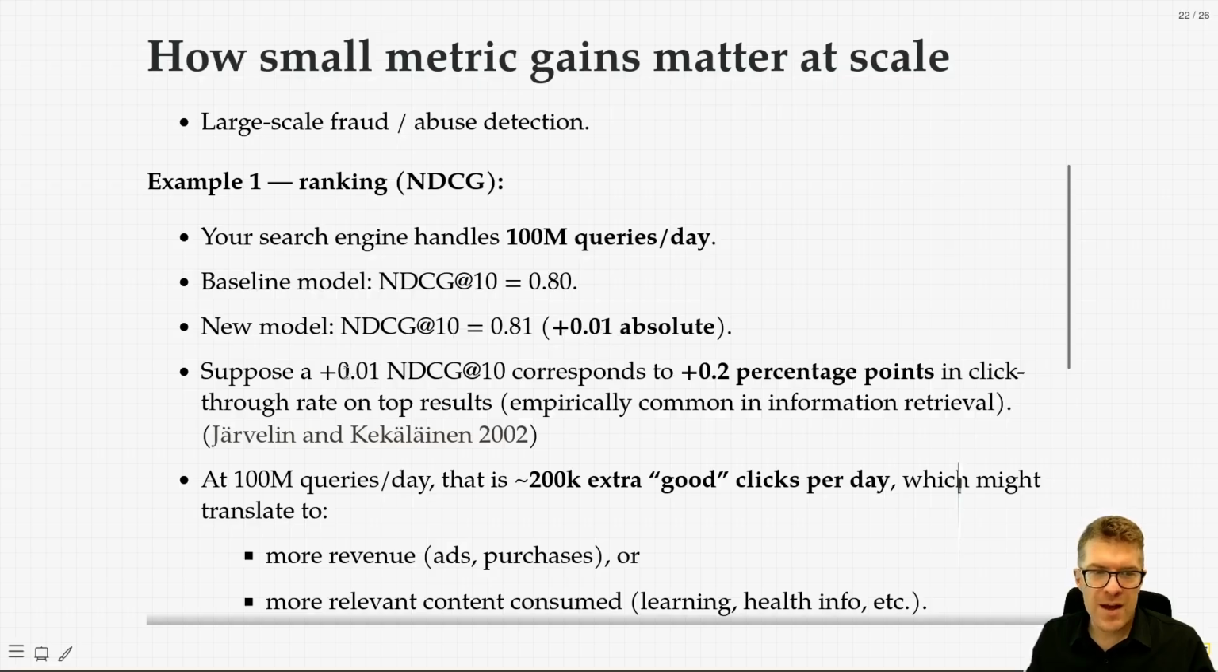So suppose that an increase of 0.01 in NDCG at 10 corresponds to 0.2 percentage points in click-through rates on top results. Because there's more relevant things being returned to the user at the top of the list, you're going to have more people clicking these links, and we get data, we get ad revenue, and all that sort of thing. A concept that seemed less nefarious 5 or 10 years ago than it does today. But regardless, it's still a metric that matters to our organization.